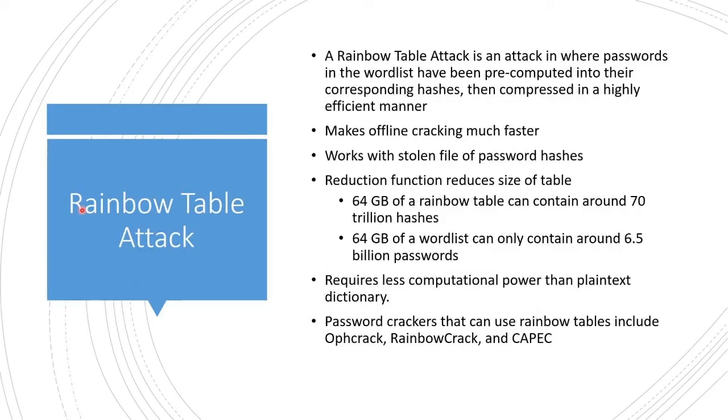Now, a fancy type of dictionary is something called the rainbow table. In a rainbow table attack, this is where the passwords in the word list have been pre-computed into their corresponding hashes, then compressed in a highly efficient manner. Where rainbow tables are useful is for offline cracking. Now, what this means is if you are trying to do cracking across the network to a web server, rainbow table probably doesn't help you, because the web server is expecting a username and a password.